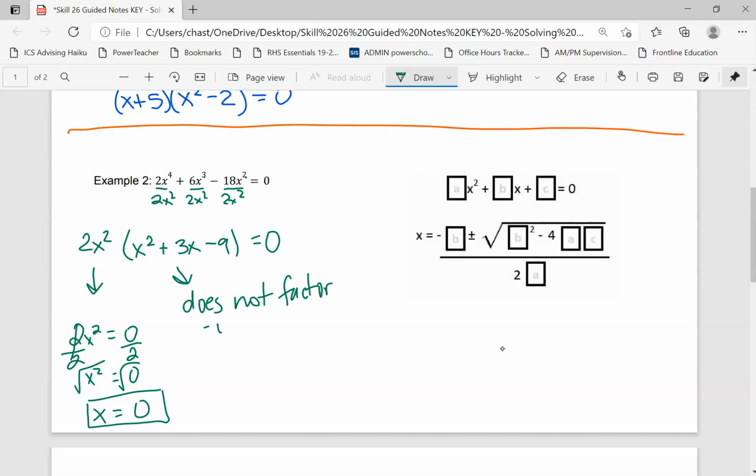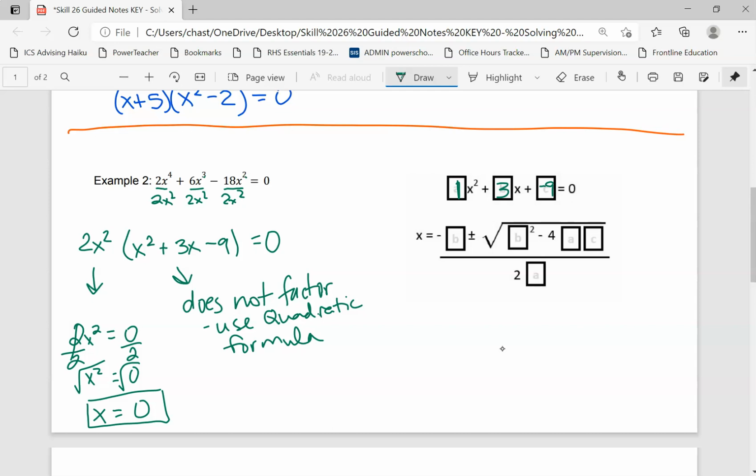Since it does not factor, we use the quadratic formula. That's why I have it written here, okay? My x squared has an understood 1 in front of it, so a is 1. My b is 3, and my c was negative 9. So I'm going to write those in there to remind me what I plug in here.